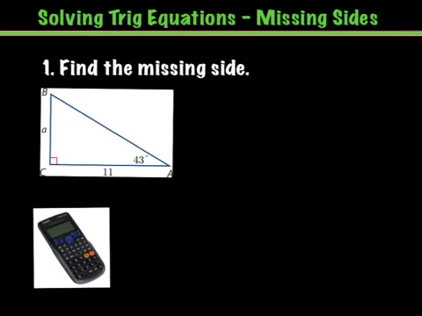Okay, so make sure you write your title. There's no vocab this time, so we're just going to be finding missing sides of right triangles using trig. So you're going to need a calculator. If you don't have one, it's okay for now. You'll use the one in our classroom.